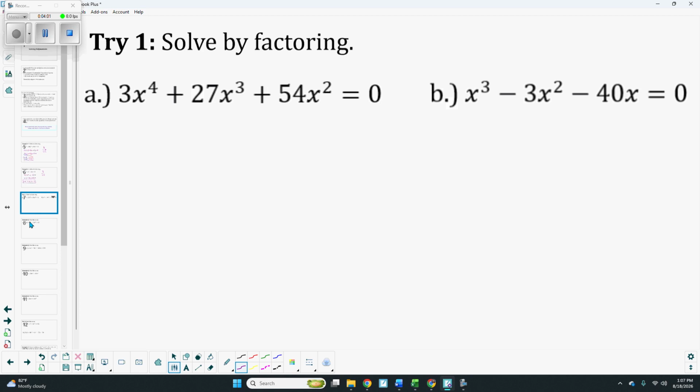There's 2 here for you to try. You can pause. Answers are posted in Google Classroom in the blank notes.